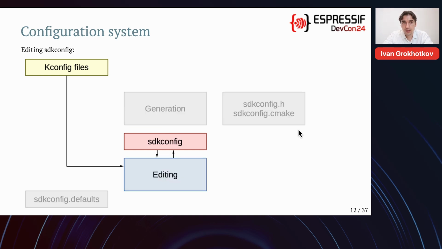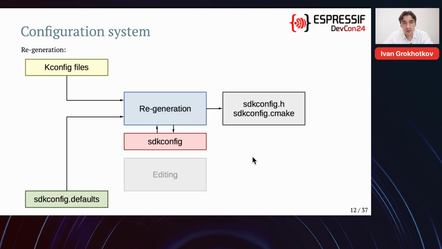After you edit the sdkconfig file, either manually or using a tool such as menuconfig or a GUI configuration editor within the IDE, the sdkconfig file will be modified. And after the sdkconfig file is modified, there is a configuration regeneration process. So the output files will be regenerated based on the information in sdkconfig, so updated configuration, and again values in Kconfig files and in sdkconfig.defaults, in case some value is missing from sdkconfig. Finally, the new sdkconfig.h and sdkconfig.cmake files will be created and used throughout the build process.